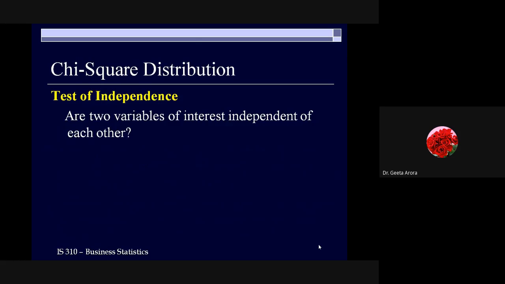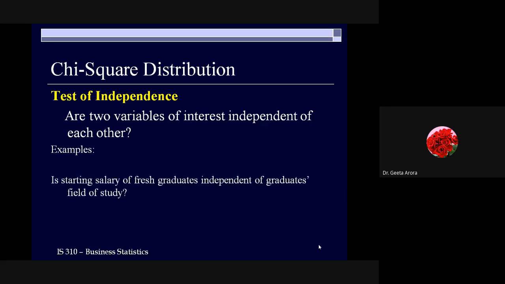Now what is the test of independence? Test of independence means we are looking at whether two variables are independent or dependent upon each other. We are going to find out, with the help of the data values provided, whether the two variables of interest are independent of each other or depend upon each other. For example, is the starting salary of a fresh graduate independent of the graduate's field of study?